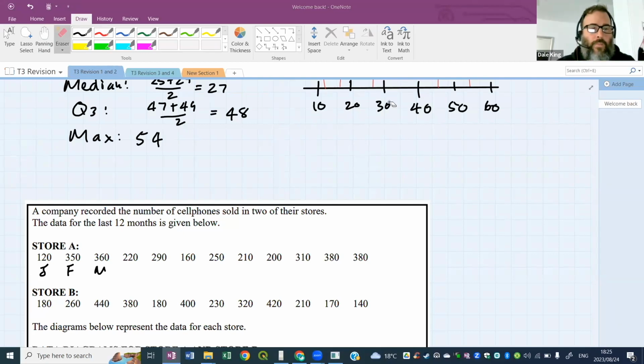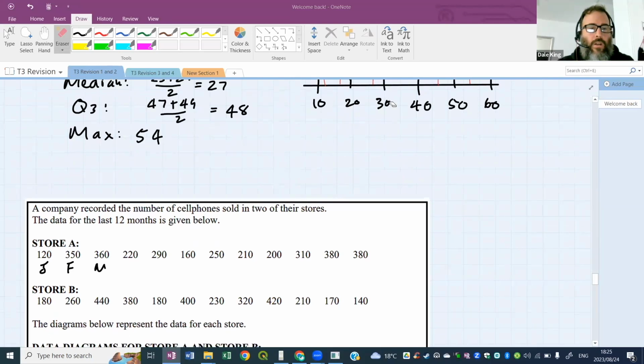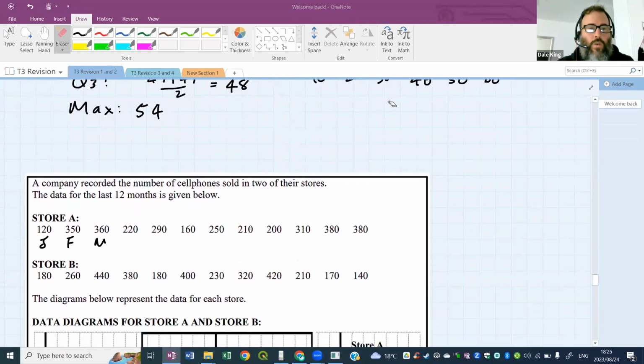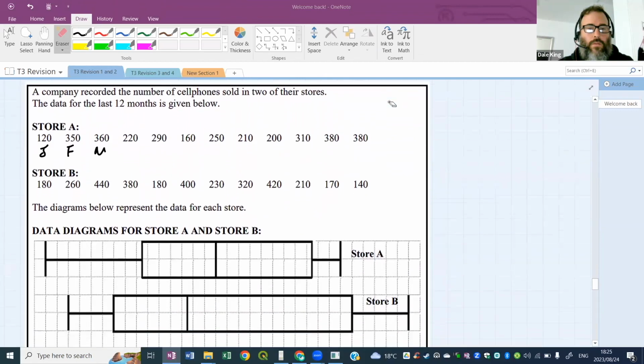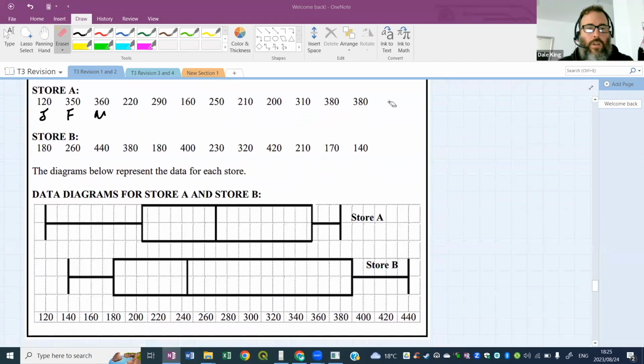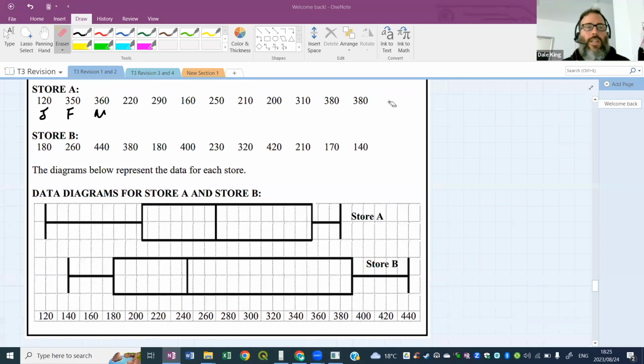Okay, here we go. The diagrams below represent the data for each store. Now, when I show you this, it makes more sense. If I had just shown you this tonight, most of you would have said, oh, what is going on? But these are two box and whisker plots for those two data sets. They've done all the work. We're just analyzing the box and whisker plots now. Here come the questions.